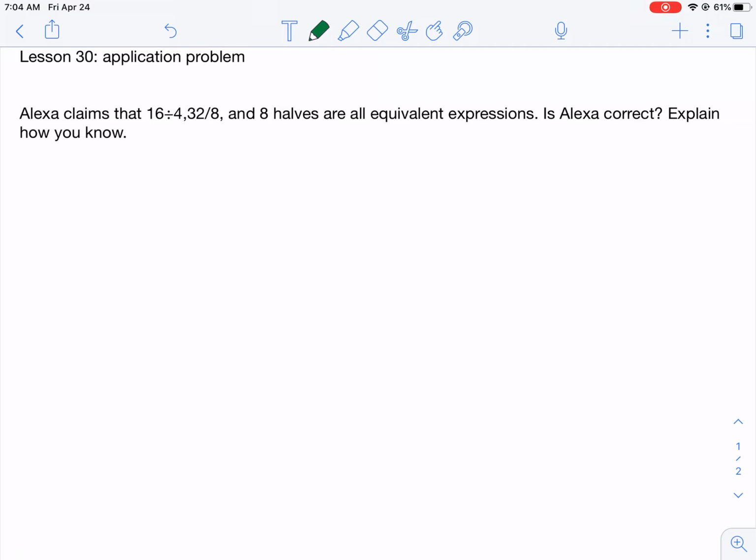Okay, everybody, we are going to start with these three different problems. We have 16 divided by 4, 32 divided by 8, and then 8 halves, okay? We're going to show if these are all equivalent expressions. So, let's do this. We have 16 divided by 4, which is the same as 16 fourths, right?